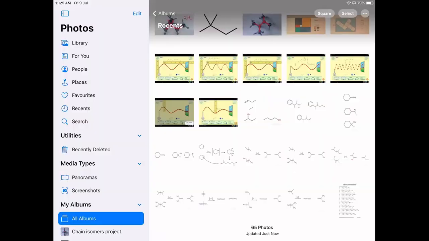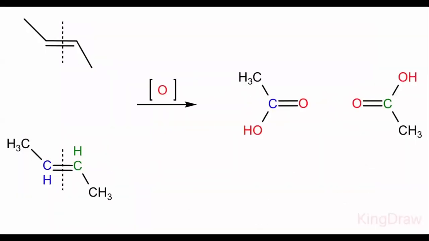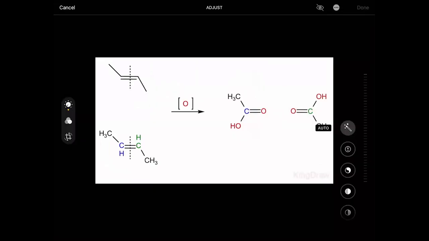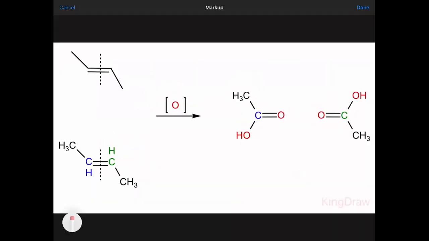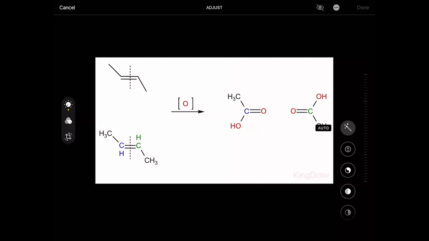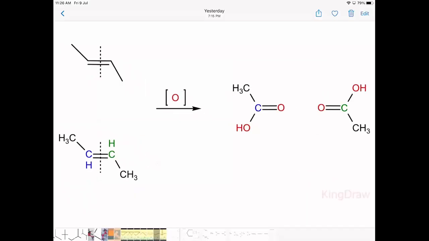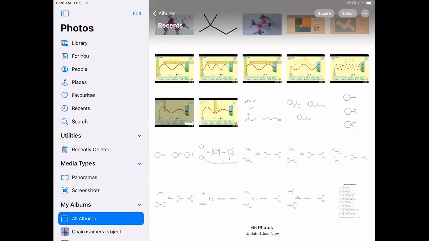Let's have a look at another example. Where's a different one? There's a different one. Oh no, hang on, we did this one. Let's go back. Where's the one that we haven't done? Let's look at this one. Here we go.